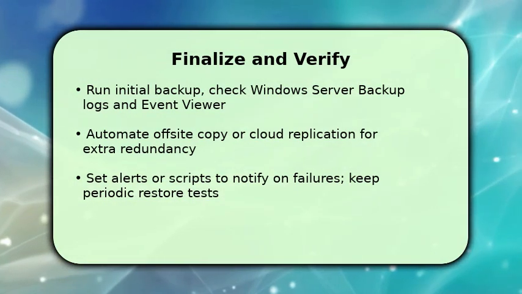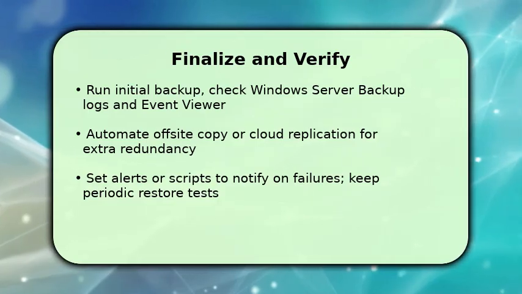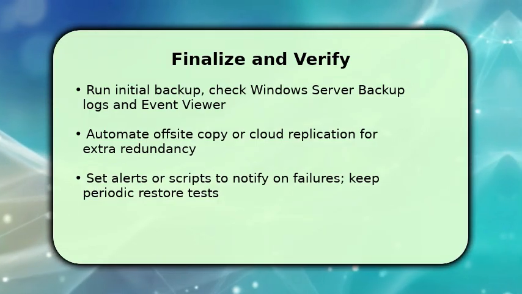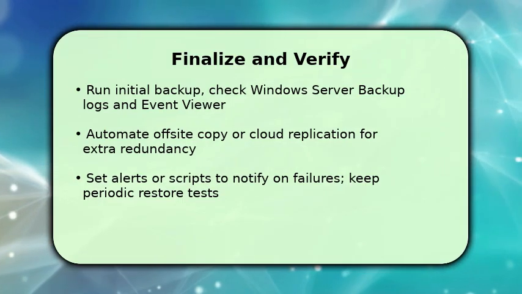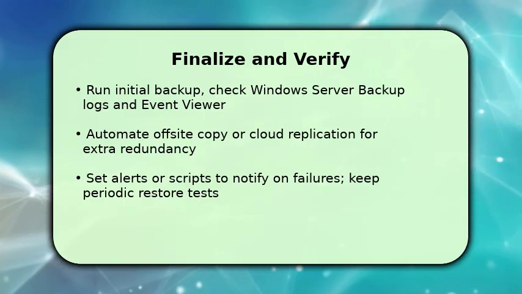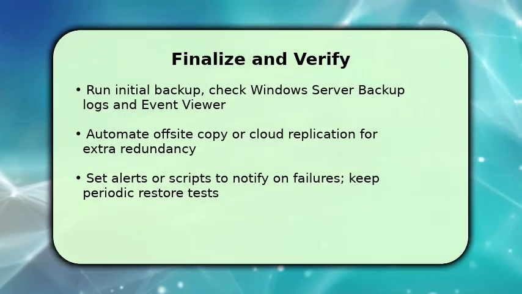Check Windows Server Backup results and Event Viewer for errors, then verify that files and system state are present. Make an off-site copy or sync to cloud storage for disaster resilience. Automate notifications so you know when a job fails.